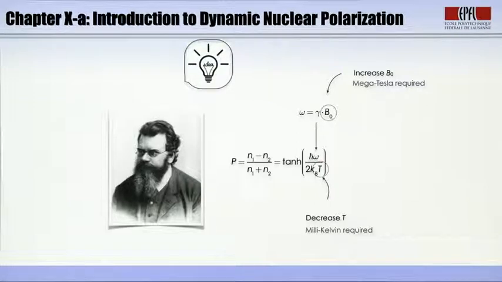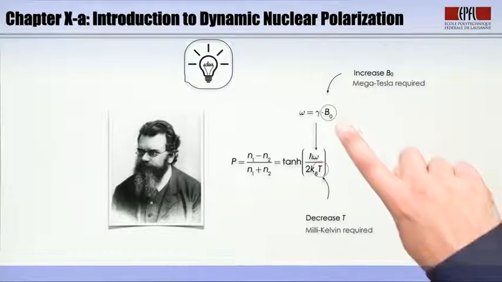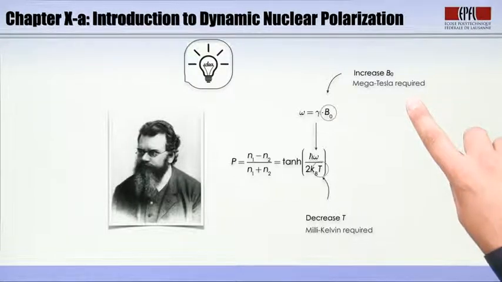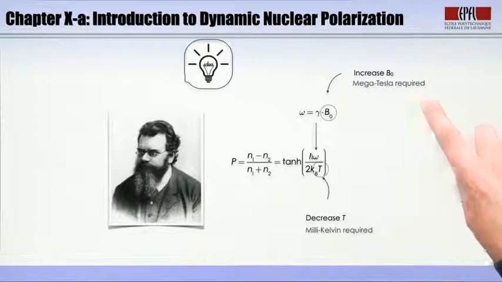So there are two ways, according to Boltzmann, to increase the polarization. Either you increase the magnetic field, or you decrease the temperature. In order to achieve a polarization close to unity, you would need something like a mega Tesla, which is not practical. Or you would need something like a millikelvin, which is also very difficult to achieve.